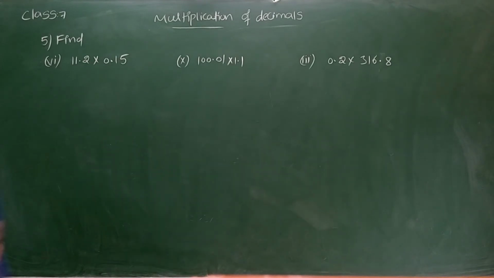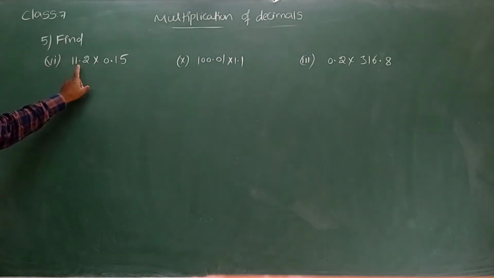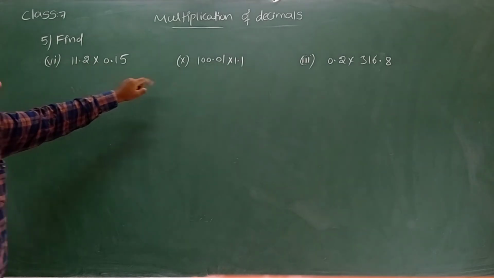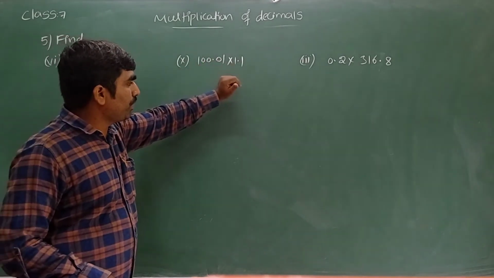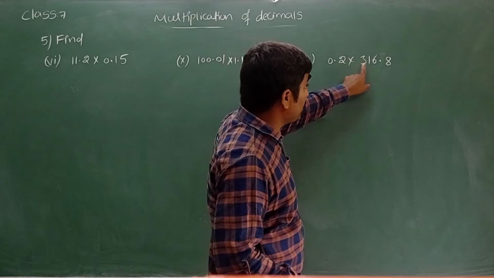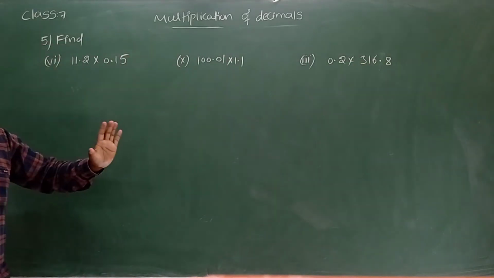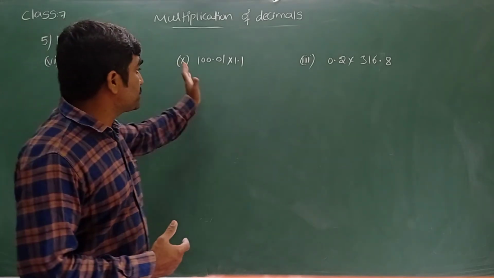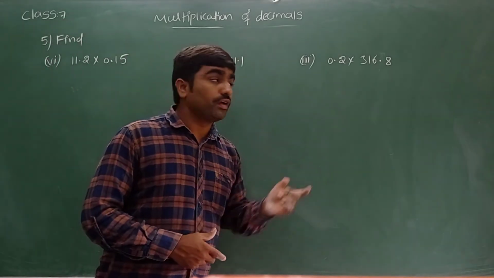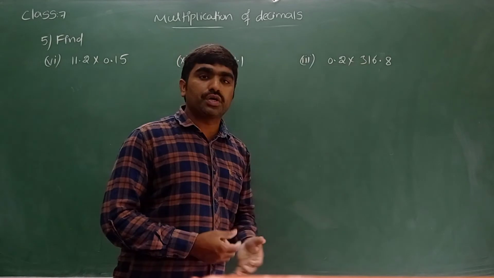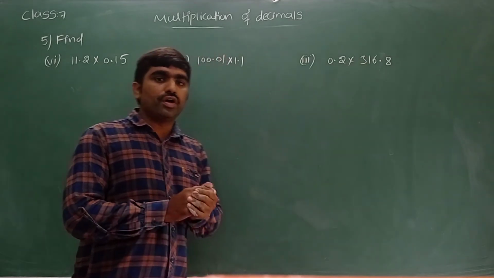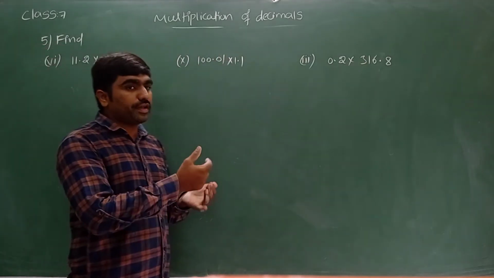Okay, now we'll see the fifth bit. They are asking to find 11.2 into 0.15, 100.01 into 1.1, and 0.2 into 316.8. What can we see here? They are multiplying a decimal by a decimal. We can see multiplication of two decimals. How can we multiply them?